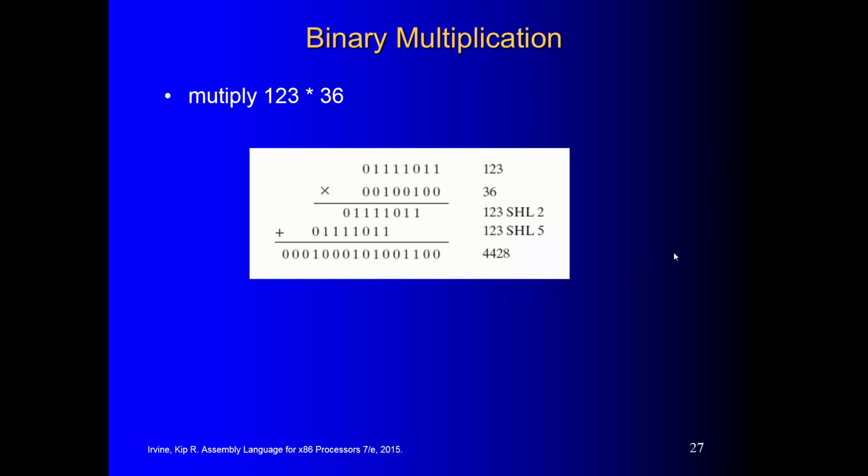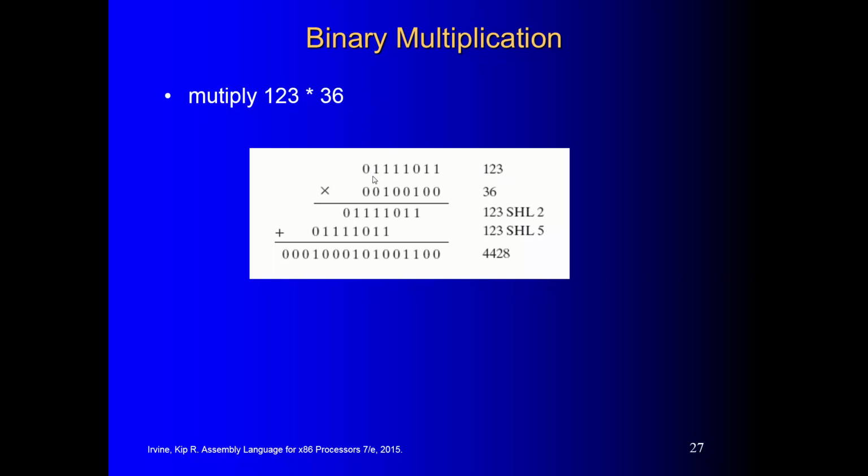In this video, I'm going to talk about one of the applications using shifting and rotating instructions. It is a binary application. We have an example. We are going to multiply 123 by 36.